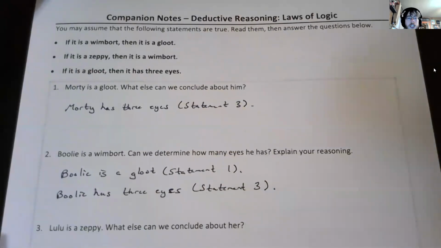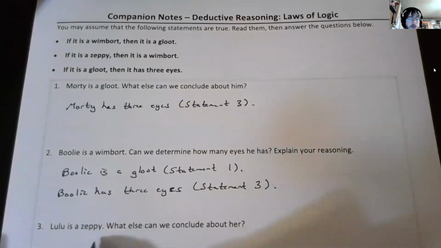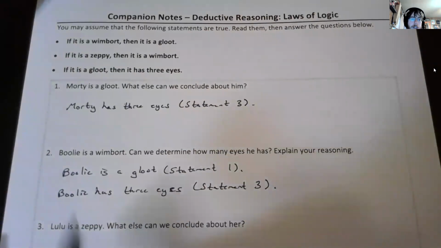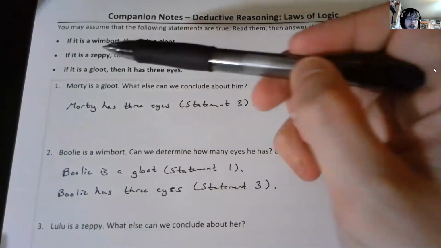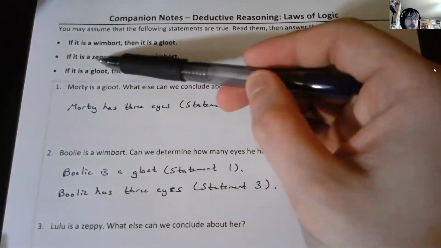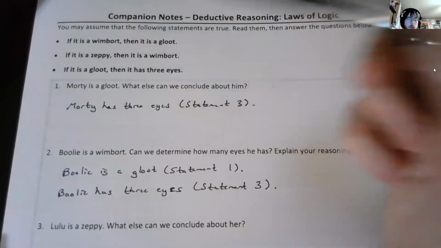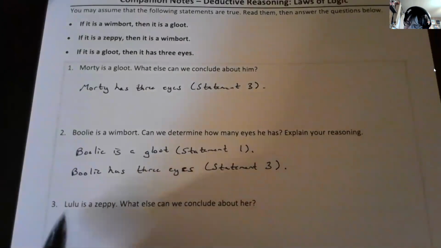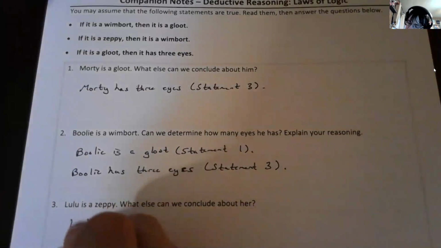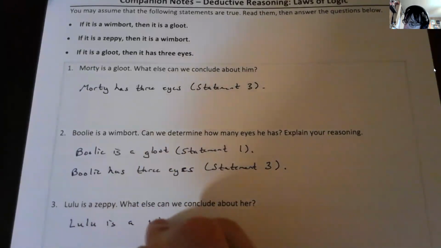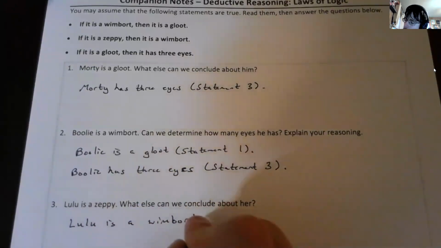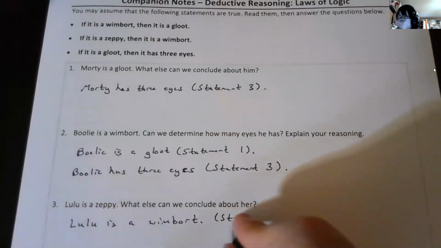All right, number 3, Lulu is a Zeppi. What else can we conclude about her? So the same deal is going to happen. We're going to start out with she's a Zeppi. Statement 2 here says if it is a Zeppi, then it's a Wimbort. So since Lulu is a Zeppi, we know that Lulu has to be a Wimbort as well. And that's statement 2.